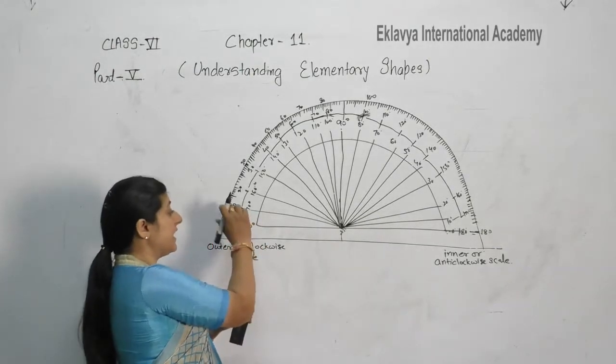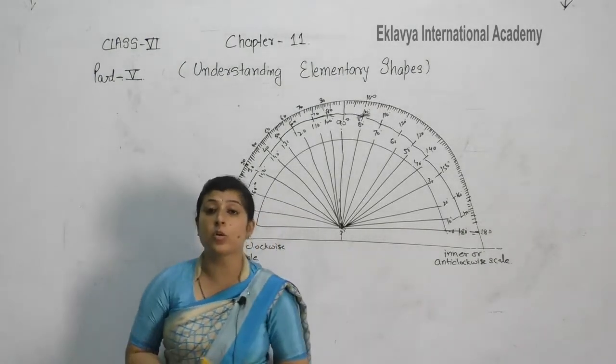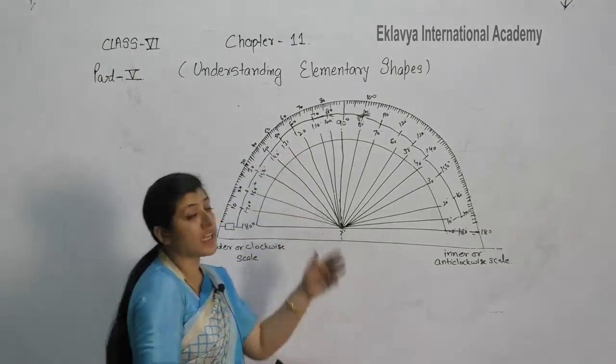This is 10 degree, and it is divided into 10 parts. It means 10 divided by 10 is equal to 1 degree. So this is 10 degree, 20 degree, 30 degree, like this.